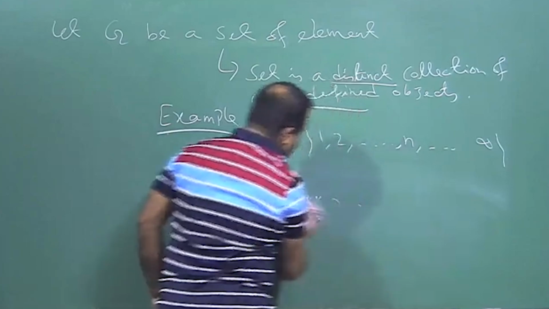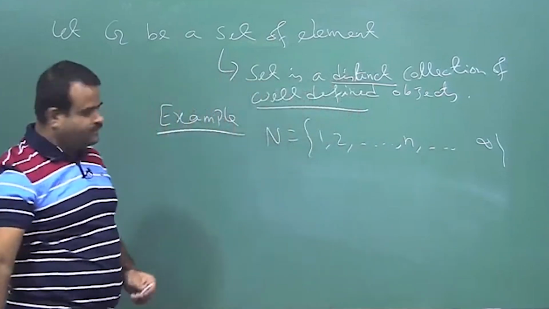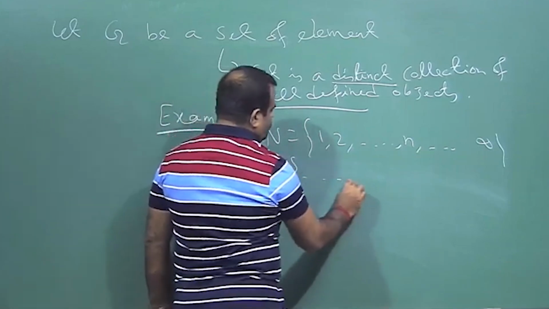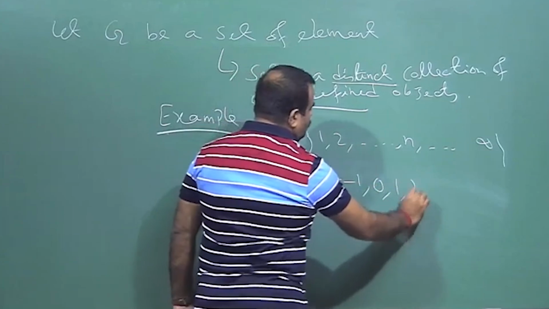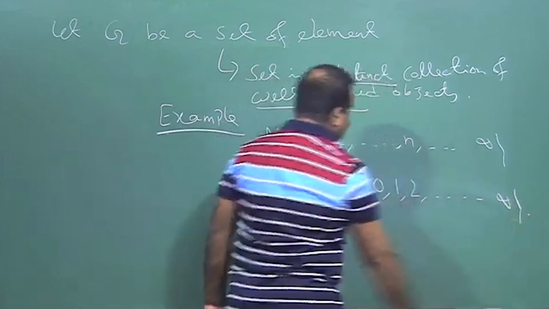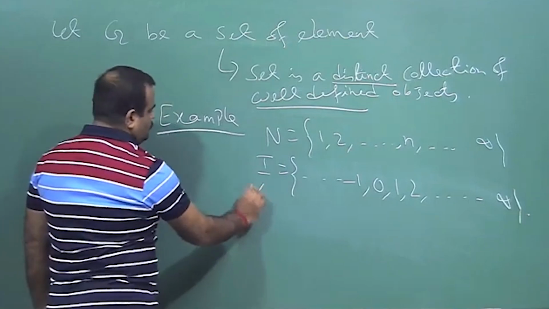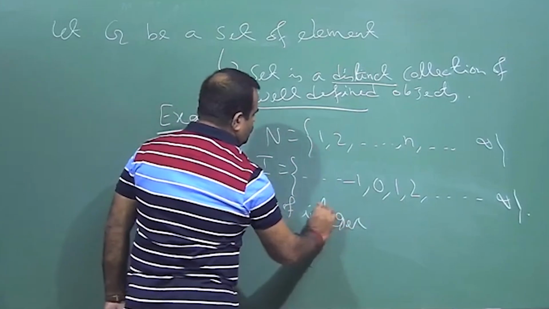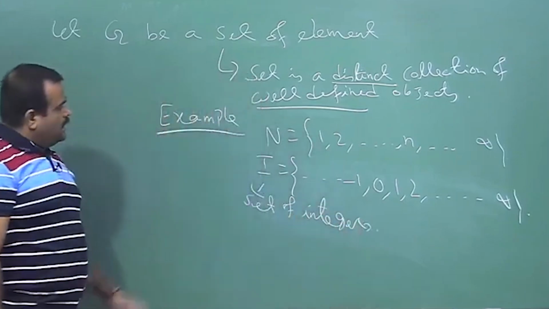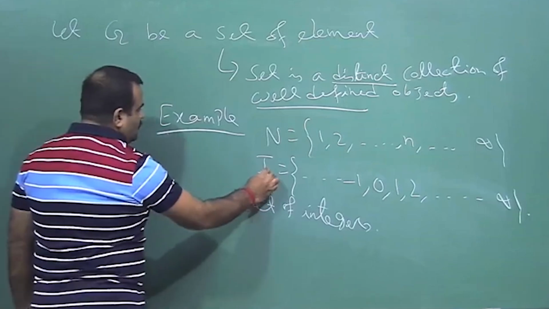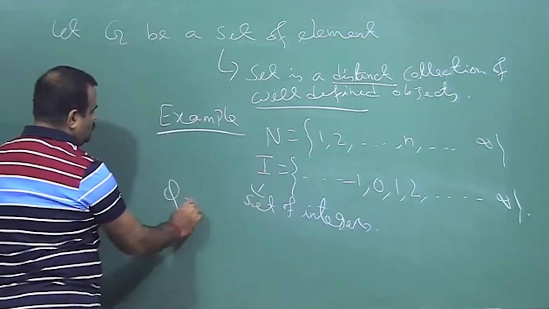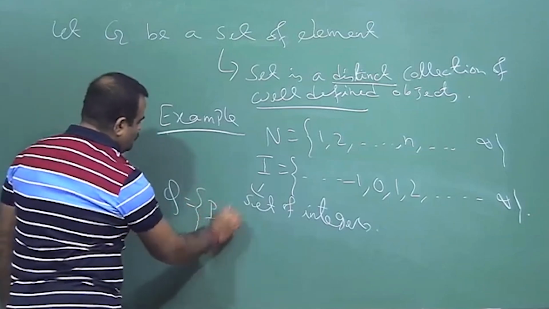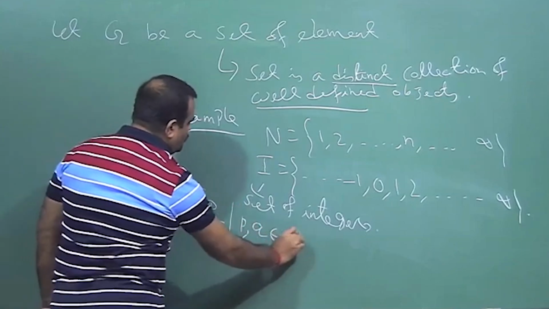Another could be the set of integers I, which is basically coming from minus infinity, ..., minus 1, 0, 1, 2, ... infinity. This is the set of all integers. This is the integer set. And then we have the set of rational numbers, which is basically of the form p by q, where p and q are coming from the integer set.